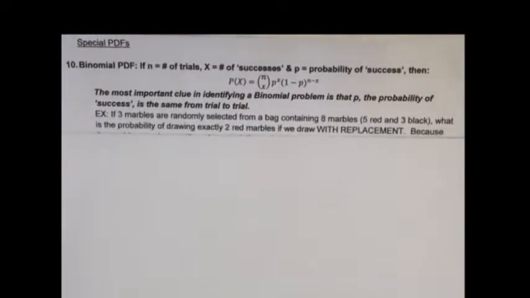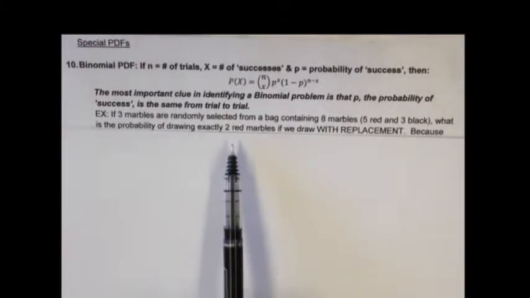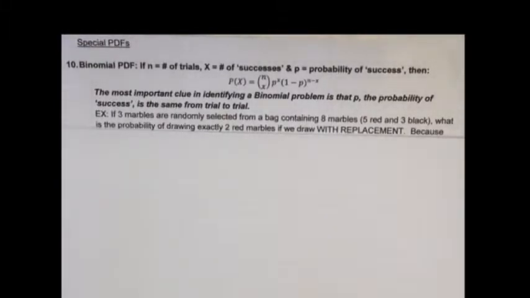For example, if 3 marbles are randomly selected from a bag containing 8 marbles, 5 red and 3 black, what's the probability of drawing exactly 2 red marbles if we draw with replacement? Now, if we pull these out and leave them out as we keep drawing, it goes back to the tree diagram technique, and it's not binomial. But if you put a marble back, note its color, and draw again with replacement, this is going to be binomial. The probability of getting a red will be the same every time.